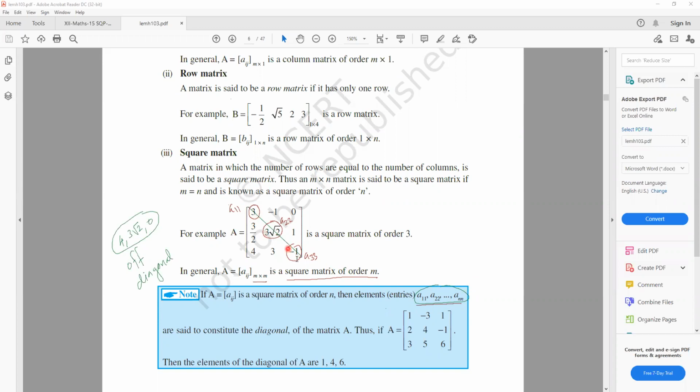Diagonal elements are only for a square matrix, not for any other matrix. So these elements are diagonal elements. Okay. So here in this case you can see the diagonal elements are, in the second example, 1, 4, 6.